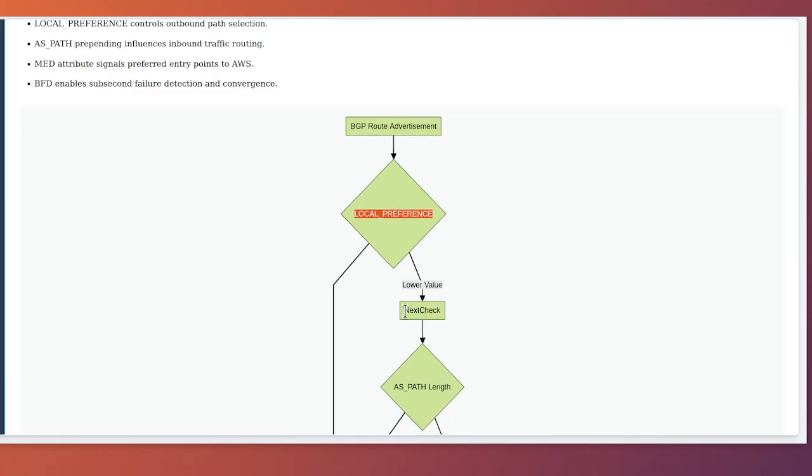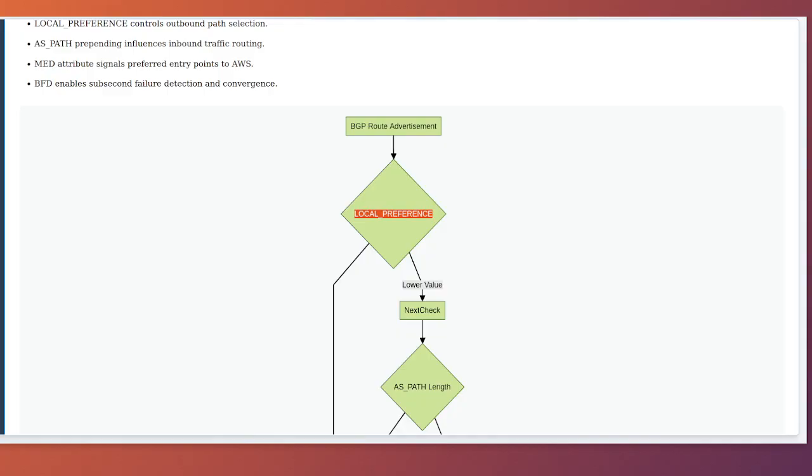The diagram shows how BGP attributes influence route selection. When your on-premises router receives route advertisements from AWS via multiple Direct Connect connections, BGP uses a decision process to choose the best path. This process evaluates attributes in a specific order. The first attribute considered is local preference, which is locally significant to your router. Higher local preference values are preferred. You can set different local preferences on routes learned from different connections to prefer one path over another.